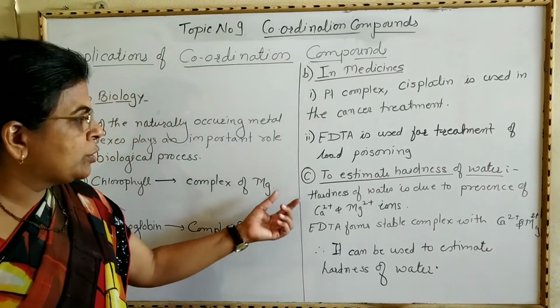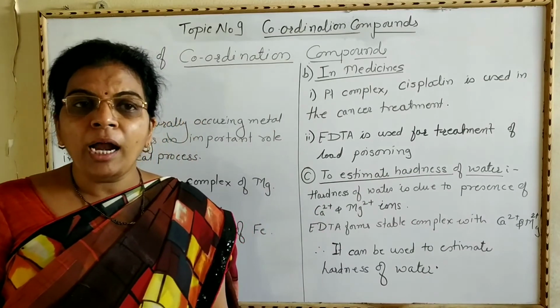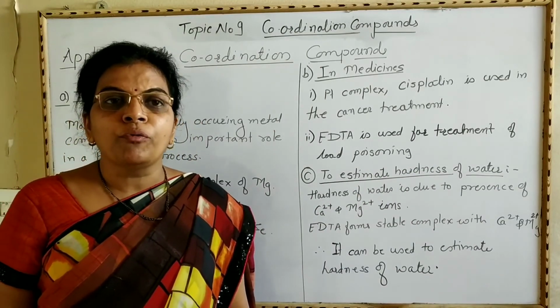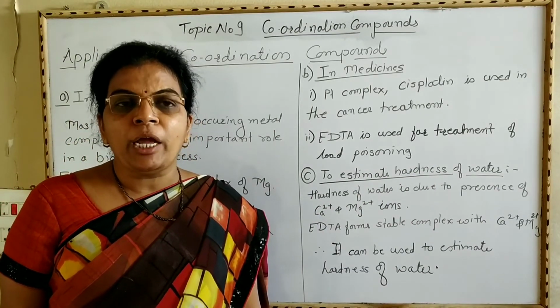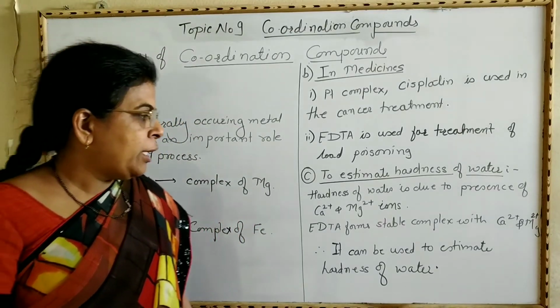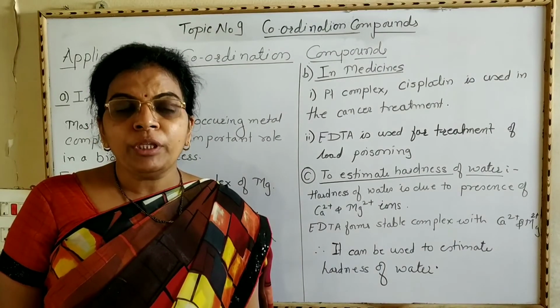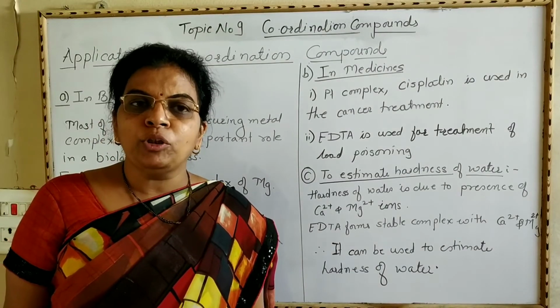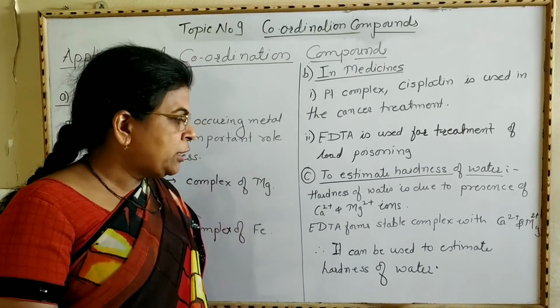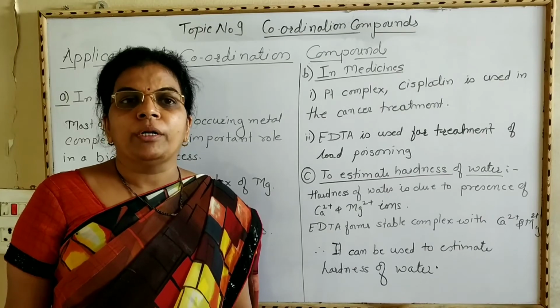Next, the third application is to estimate the hardness of water. Hard water consists of salts of Ca2+ ion and Mg2+ ion. Here EDTA forms stable complexes with Ca2+ ion and Mg2+ ion, and therefore EDTA is used to estimate the hardness of water.